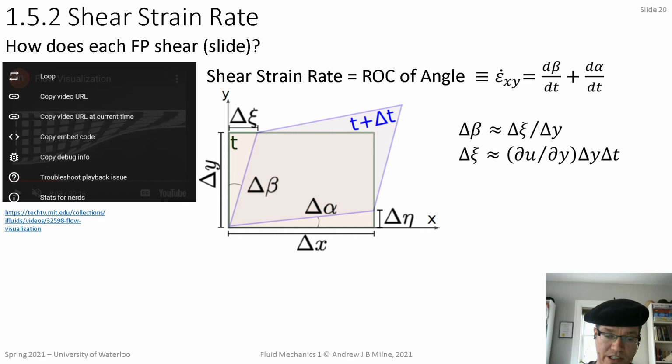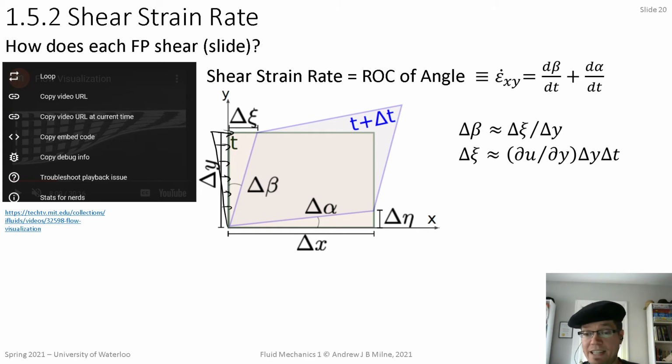So maybe it's 0 down here and higher up top. So there is a change in the u horizontal velocity with y, the vertical position, and ∂u/∂y is that slope. ∂u/∂y times delta y is the amount of change from one side to the other. And if you multiply that through by delta t, you get a distance that the top left edge has traveled. Specifically, it's traveled by delta xi.